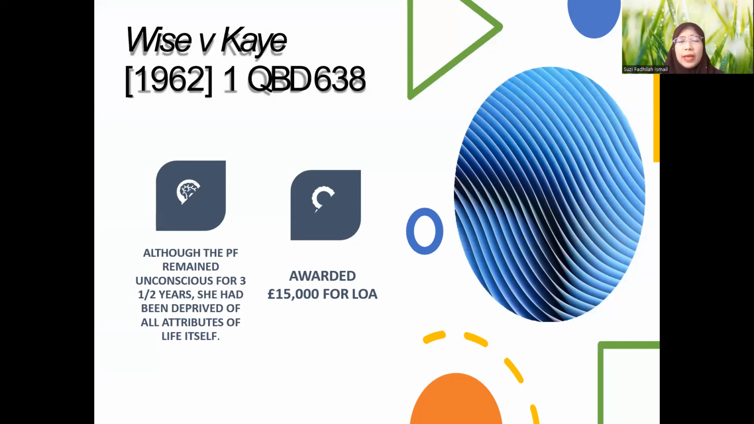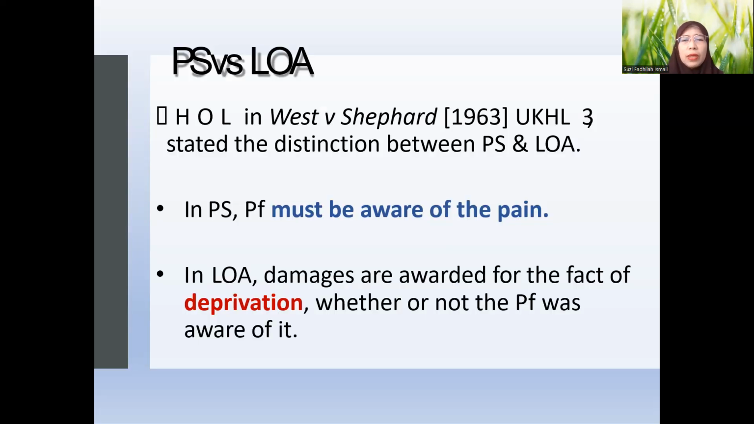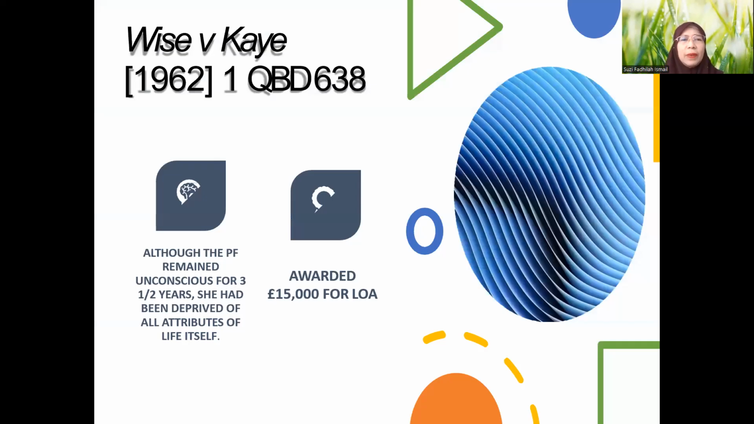Okay, so another common law case, just now we had West and Shepherd. Now Wise and Kay, 1962, Queen's Bench Division. So in Wise and Kay's case, the plaintiff actually remained unconscious for so long, for 3.5 years. And throughout the 3.5 years here, obviously, she had been deprived of all attributes of life itself, for so many years here. So she was awarded 15,000 pounds sterling for loss of amenities.